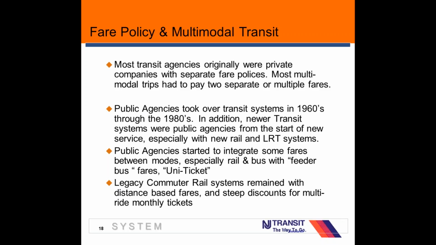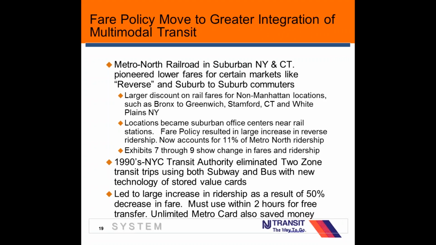Public agencies started to integrate some fares between modes, especially rail and bus, with what are called feeder bus fares or uni tickets, where the one ticket could be used on both. Legacy commuter rail systems, however, remain with distance-based fares and steep discounts for multi-ride monthly tickets. I'll give you some examples of how fares have changed over the years.